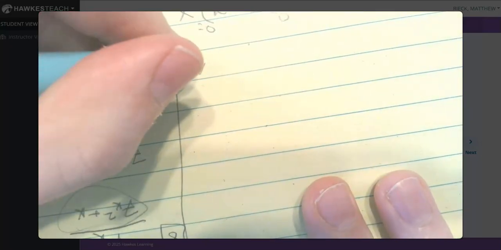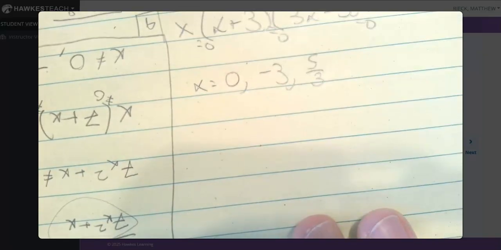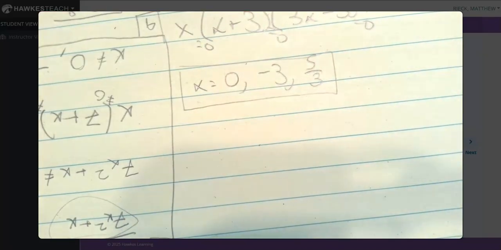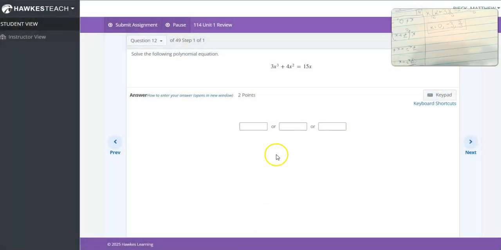All right, and again, you can just set each of these equal to 0. So you end up with x equals 0, x equals negative 3, and x equals 5/3. So those will be my 3 answers in this case: 0, negative 3, and 5/3.